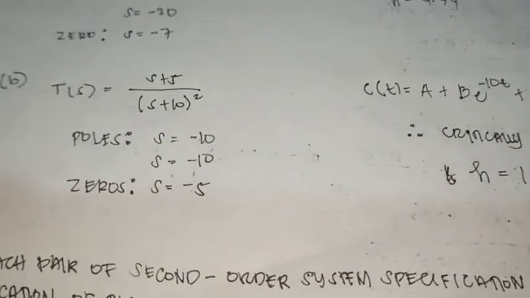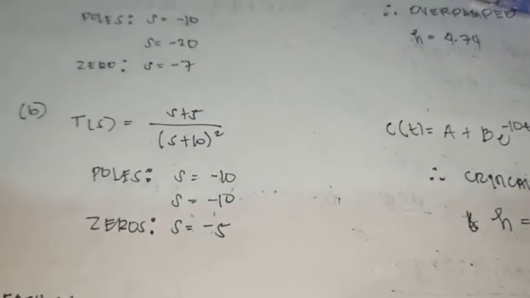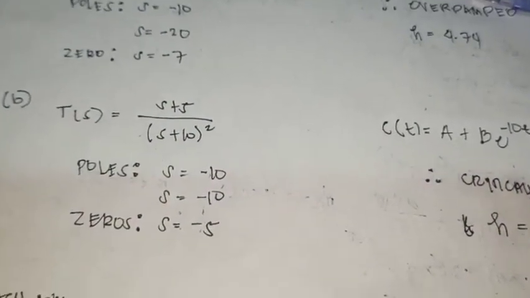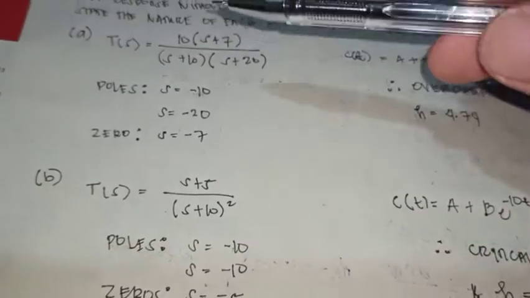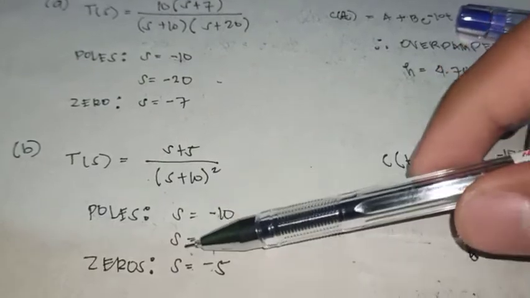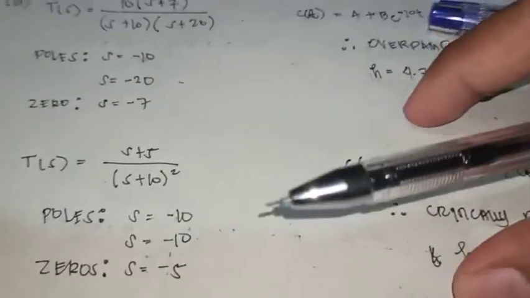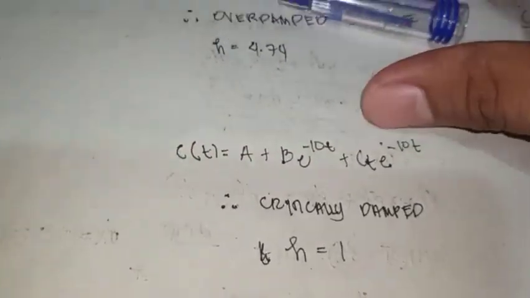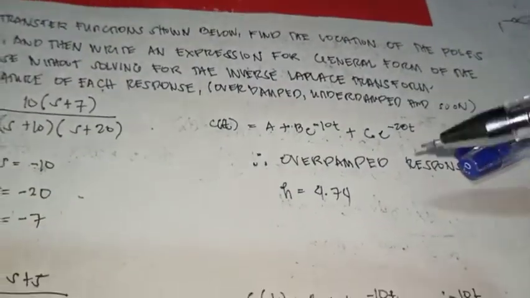Next, T of s equals s plus 5 over s plus 10 squared. Then we use the same method, equating to 0. So, s equals negative 10, s equals negative 10, and s equals negative 5. It is the same as the first one, except it is squared.